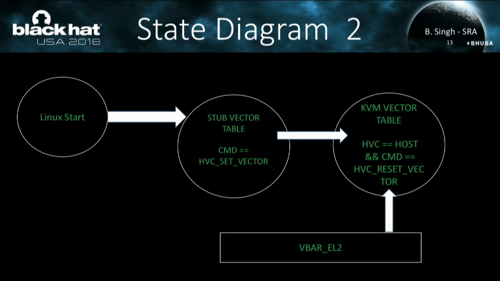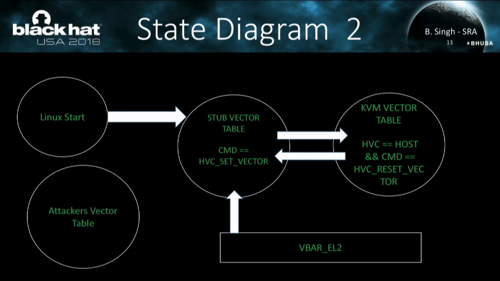So now KVM is running, and the KVM vector table provides an interface called HVC reset vector interface, and if that HVC originates from the host kernel, then VBAR_EL2 will point to the stub vector table, and the stub vector table will be registered as the exception vector table. And we already discussed that this stub vector table provides an interface using which another vector table can be registered. So the attacker will register its own exception vector table and get control over EL2.